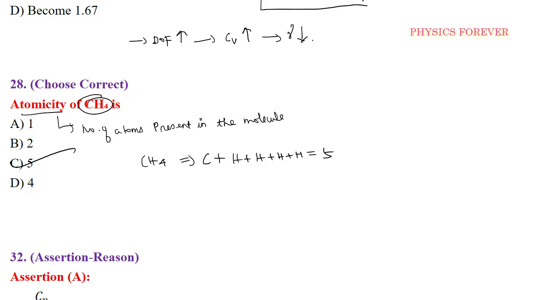The same thing we discussed in the first question, carbon dioxide. Here it is CH4. We just have to add the number of atoms present in the molecule. Here how many carbon atoms? 1 carbon atom. So how many hydrogen?